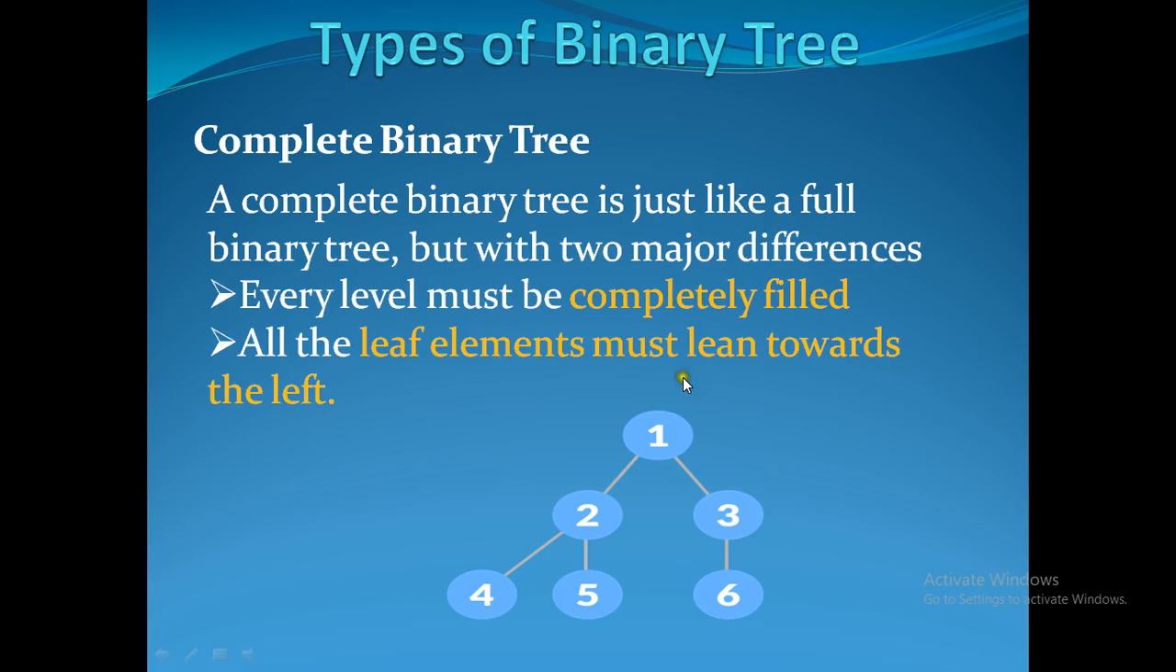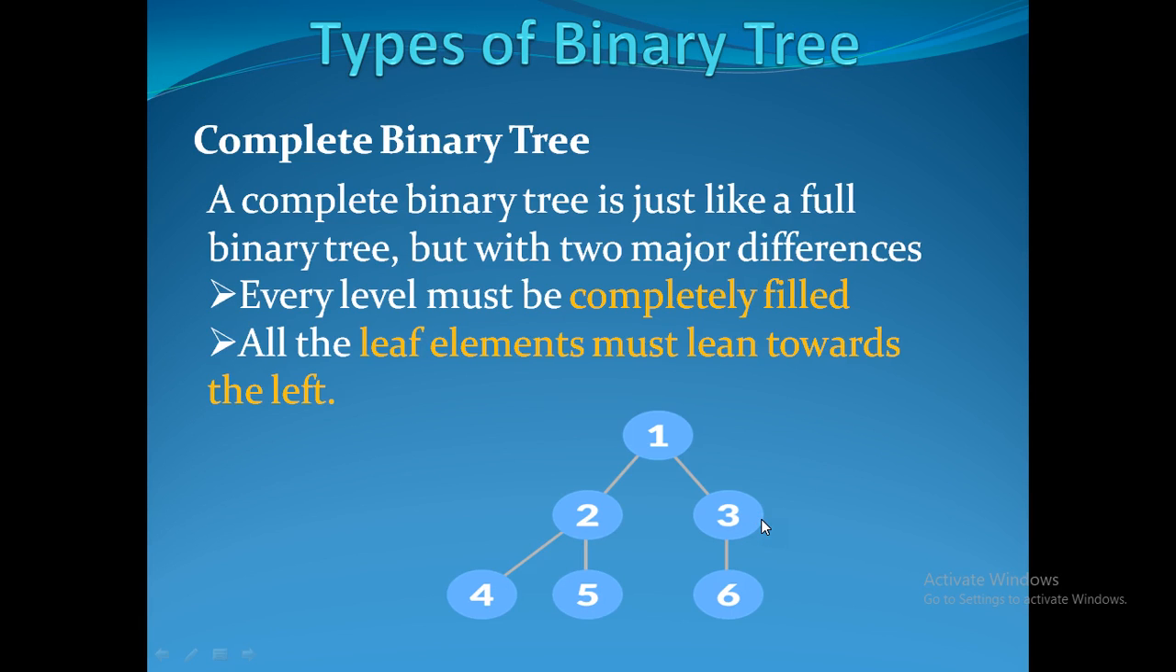All the leaf elements must lean towards the left. So in this case, this is the meaning of this last statement. All the leaf elements must lean towards the left. In this case 2 is completely filled because 2 is having 2 children, 4 and 5. 3 is not completely filled.